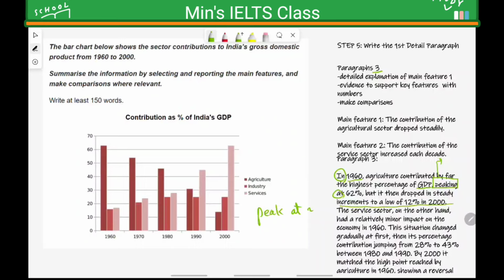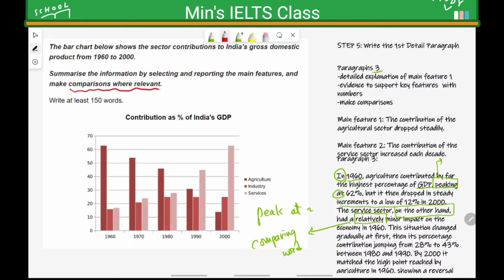So that was our feature number 1. The service sector, on the other hand, very important, had a relatively minor impact on the economy in 1916. Another comparing word. Since we need to make comparisons where we can, it is important that we use words like relatively, on the other hand, while, in comparison.